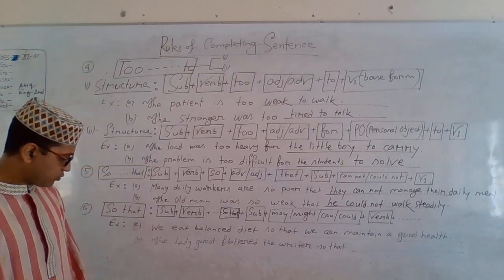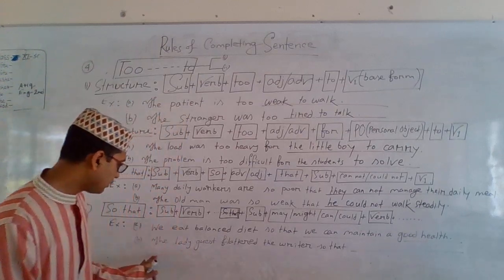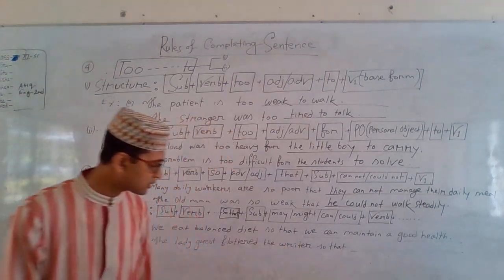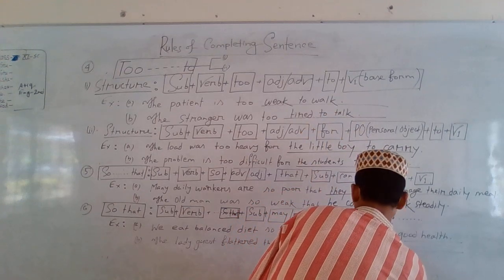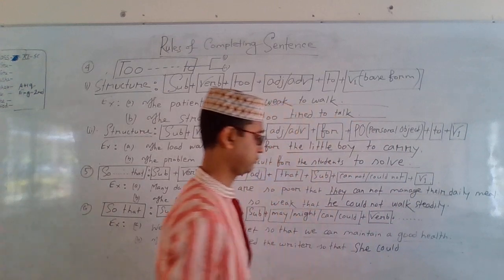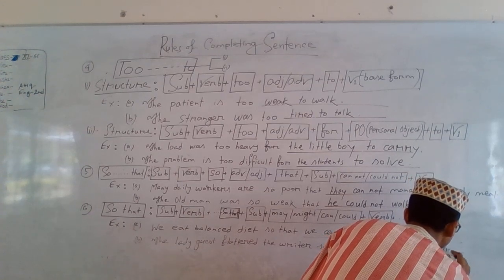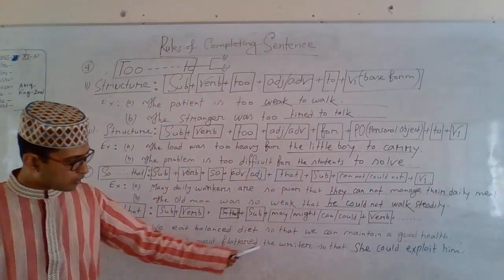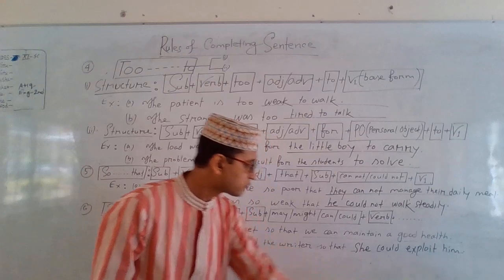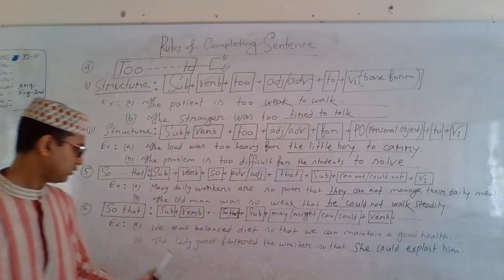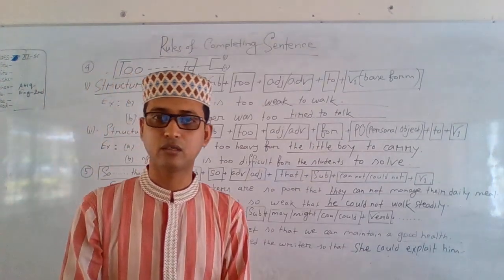Students, please, let us try to formulate another sentence. Last one, that is, the lady guest flattered the writer. The lady guest, subject, flattered, verb, the writer, object, and then we are using so that she could. Okay. The lady guest flattered the writer so that she could exploit him. Here, as flattered is in past tense, we have used could. Okay, could and exploit, B1. The lady guest flattered the writer so that she could exploit him. Dear students, I think this rule is also very much understandable to you.